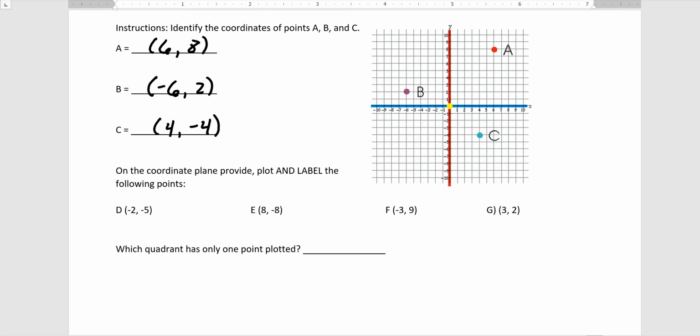All right, now let's plot our own points. D, negative 2, negative 5. That tells me left 2, down 5. Put me right there.